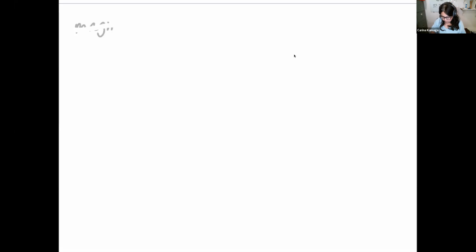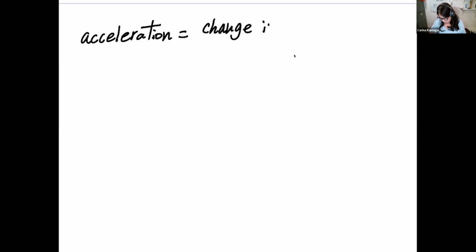Let me just write it first. The definition of acceleration equals the change in velocity per time.